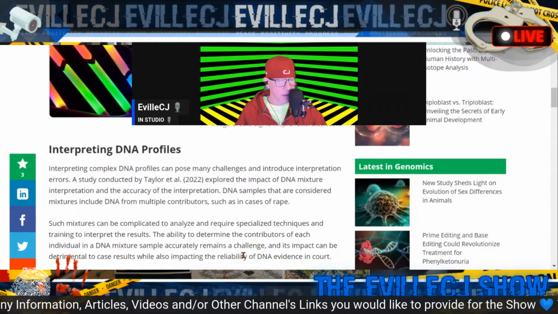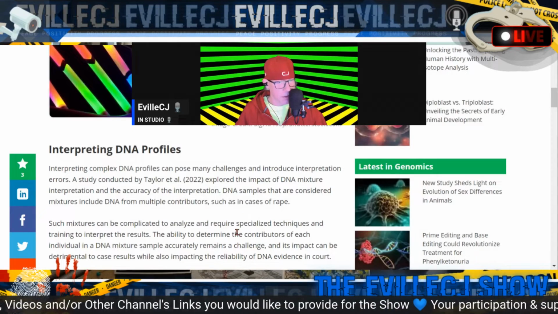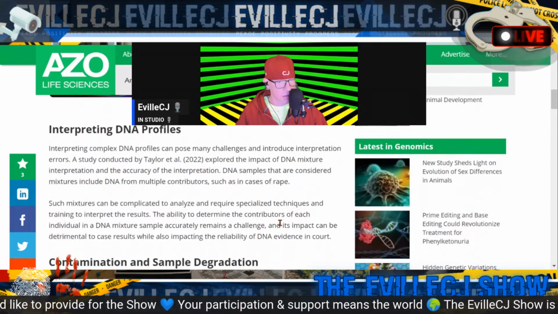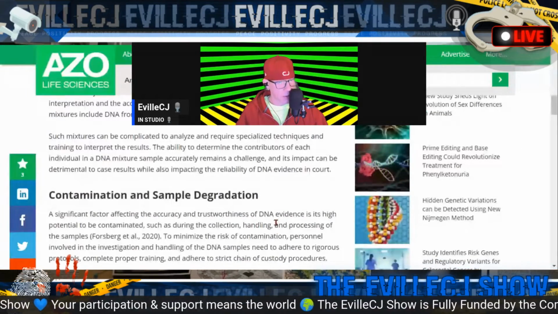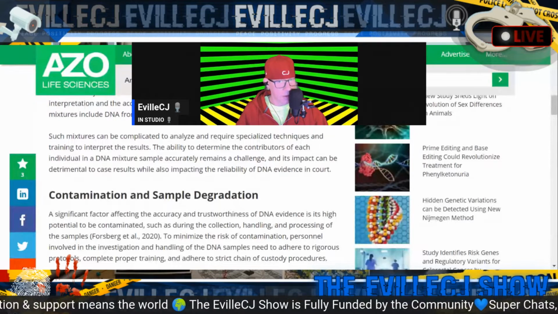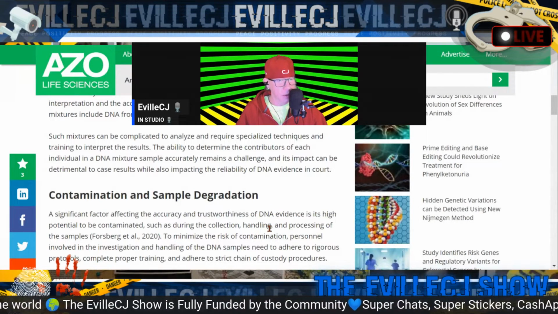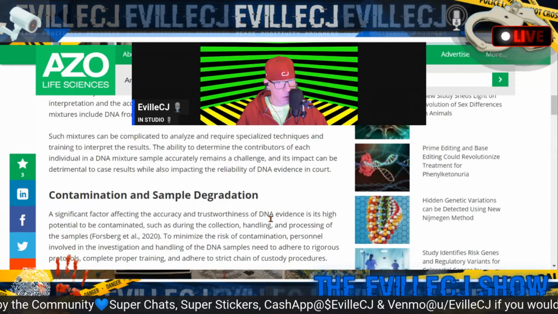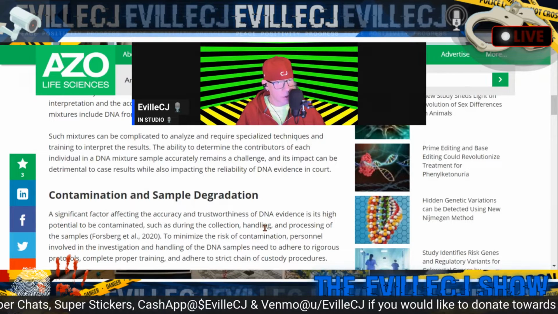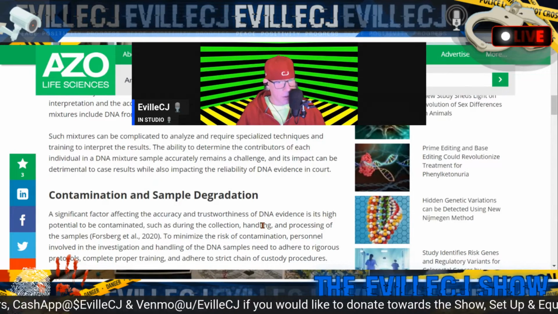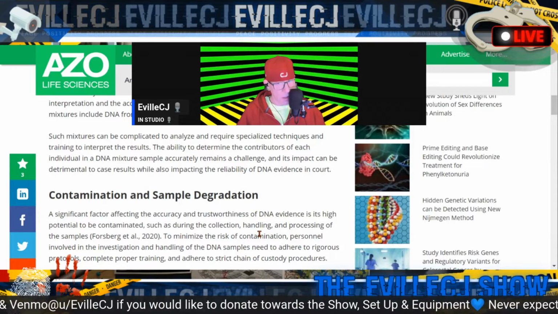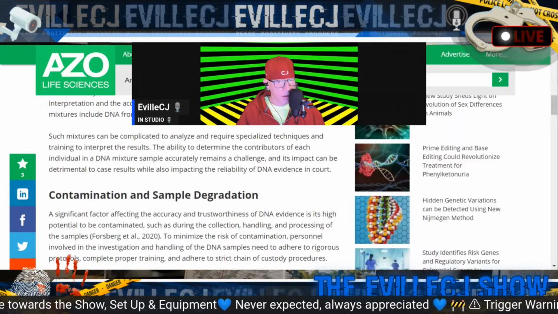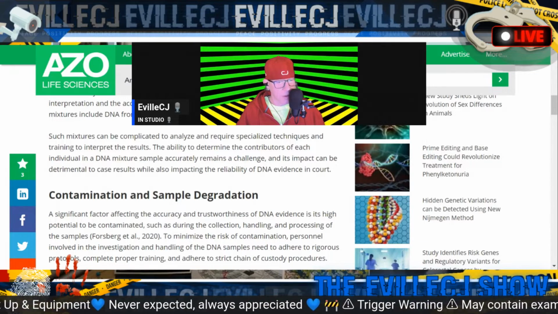DNA samples that are considered mixtures include DNA from multiple contributors. Such mixtures can be complicated to analyze and require specialized techniques and training to interpret these results. The ability to accurately determine the contributors of each individual in a DNA mixture sample remains a challenge, and its impact can be detrimental to case results while also impacting the reliability of DNA evidence in court.